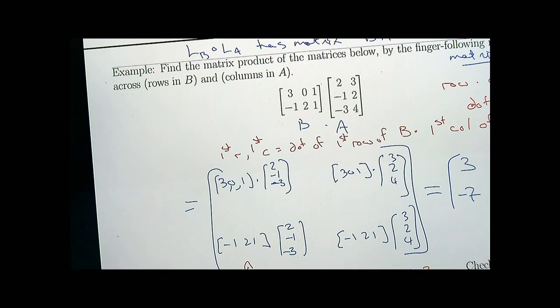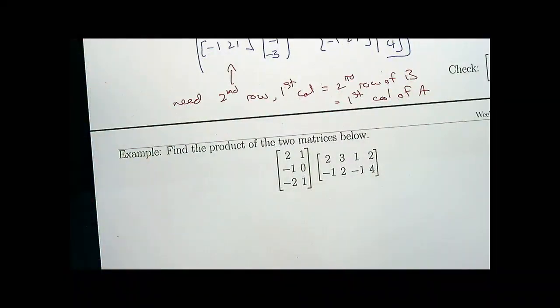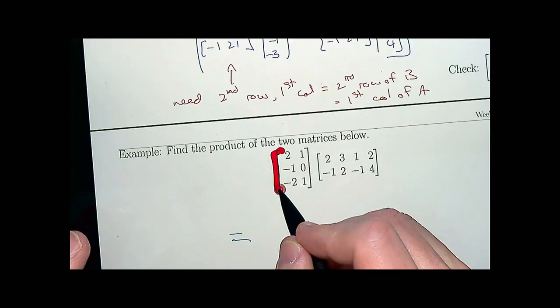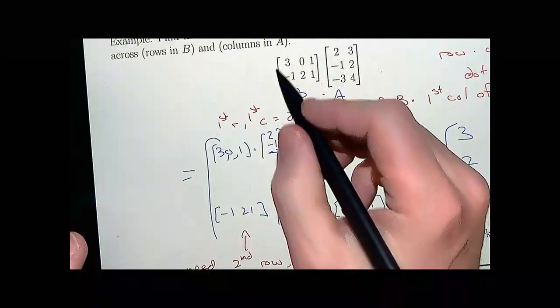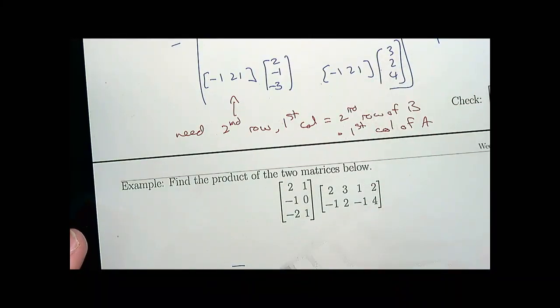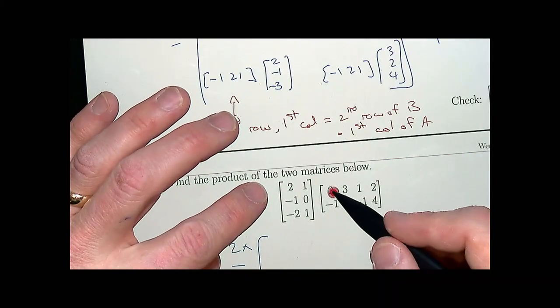Let's do one more, just to reinforce the idea. This time I'll just do it exactly as I would do it in practice. First off, set the dimensions. The number of rows we started with is the number of rows we're going to end up with. So it's going to be a 2 by, in this case here, 4 matrix. And we just do a bunch of dot products.